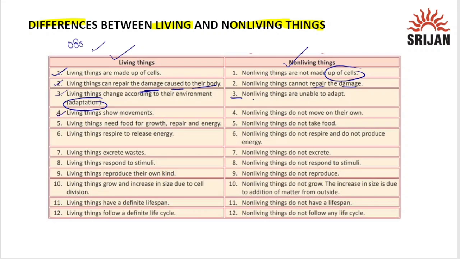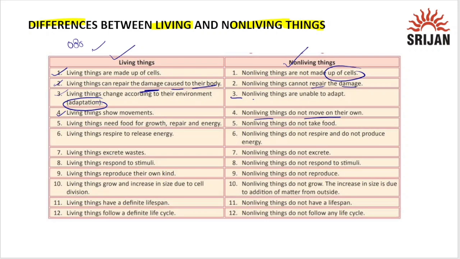Living things show movement. For example, the blinking of an eye is an example of movement. And you are walking here and there, you are running, or, for example, the opening of petals in the case of flowers. So it is an example of movement. Therefore, it is written here that living things show movements, but non-living things do not move on their own. Actually, they need an external unbalanced force for this.